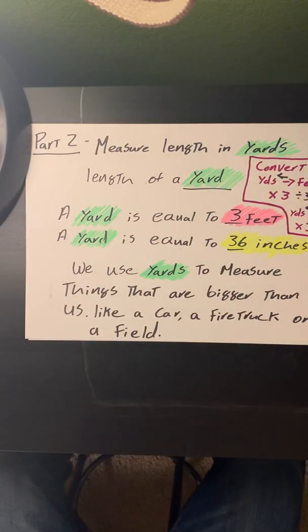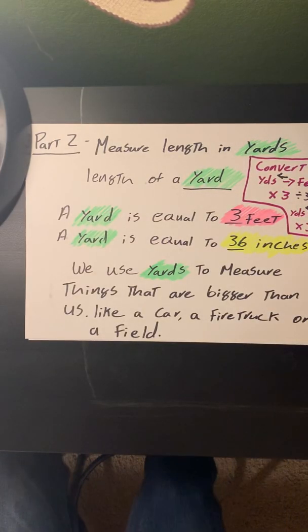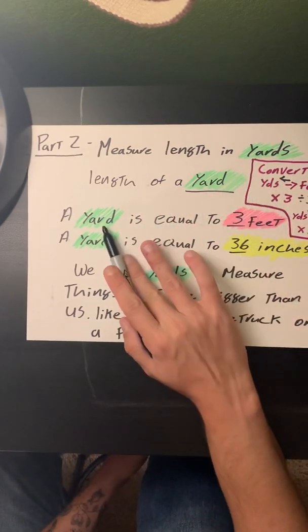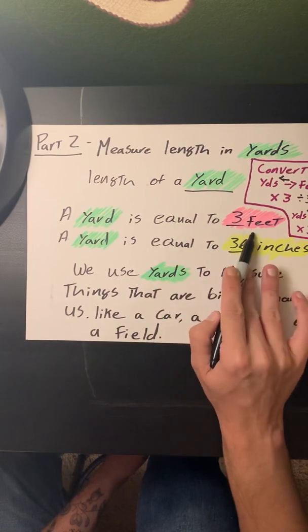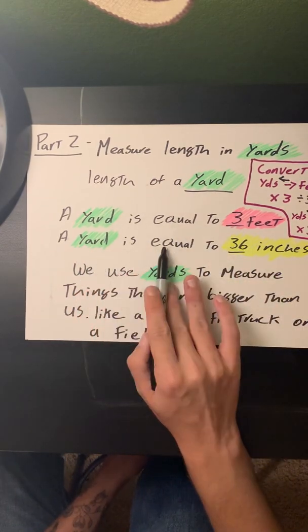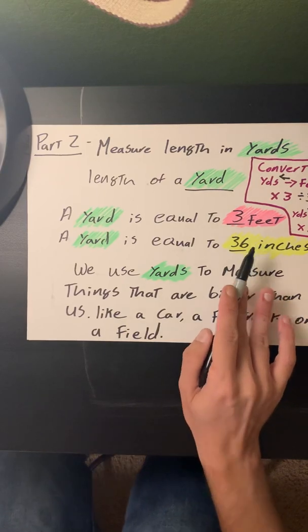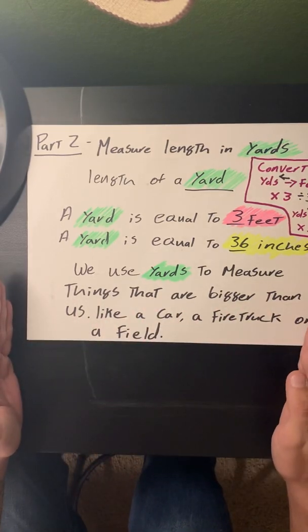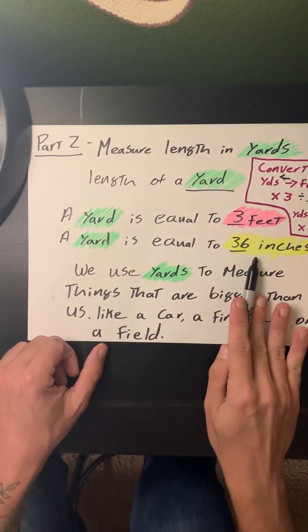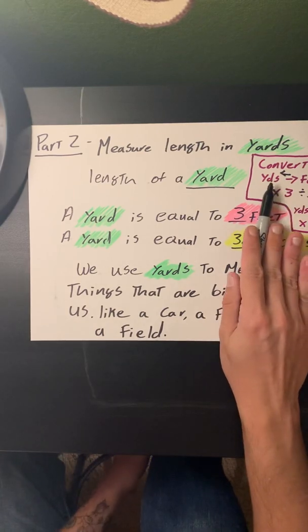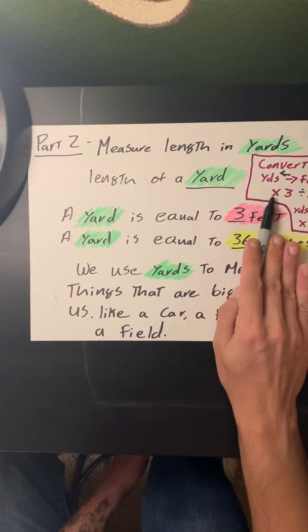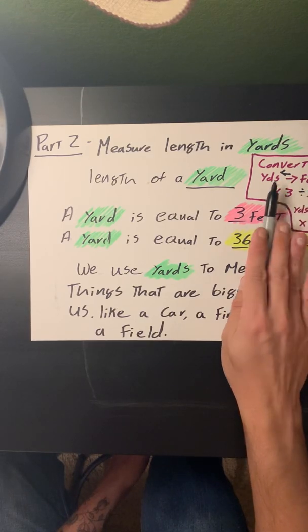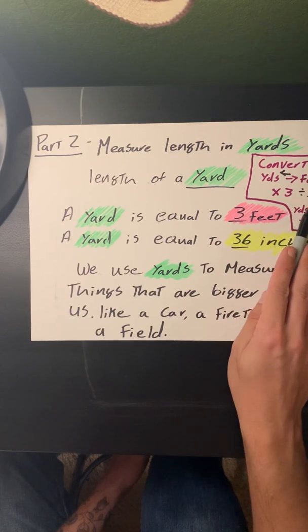Part 2, getting a little longer in the distances we're covering. We're measuring length in yards. A yard is equal to 3 feet, or a yard is equal to 36 inches. So if I had 3 rulers back to back and line them all up, that would be 1 yard, or 36 inches. In converting, if I'm going from yards to feet, big to small, multiply by 3. If I'm going opposite, if I'm going small to big, I divide by 3.